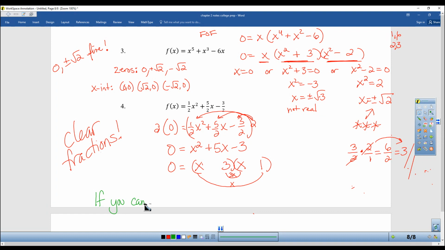If you can't factor, and it's an x squared, use the quadratic formula. You can't use the quadratic formula on a cubic equation. And it's an x squared. Use the quadratic formula. Honors has to have it memorized.